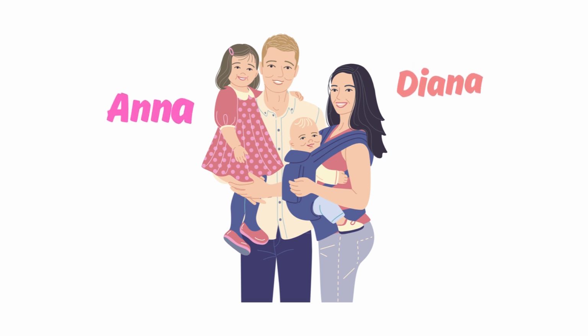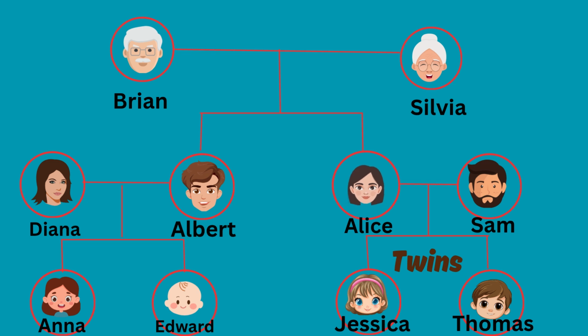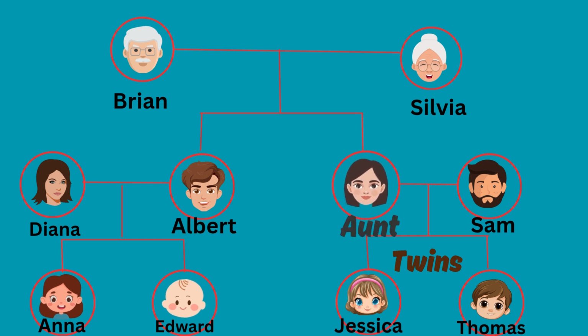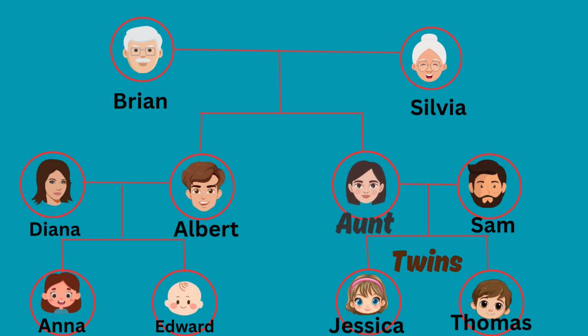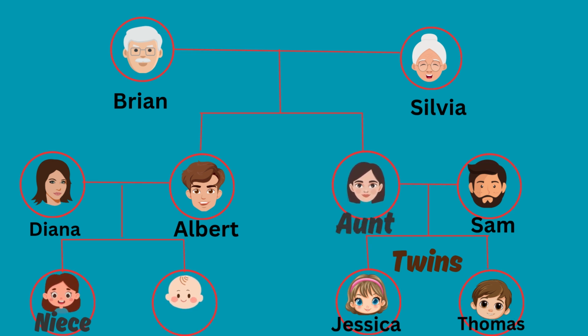Over the years, Albert got married to Diana, and had 2 children. The daughter's name is Anna, and the son's name is Edward. Alice is Anna and Edward's aunt. Anna is Alice's niece. Edward is Alice's nephew.